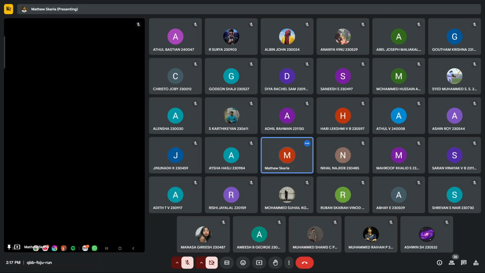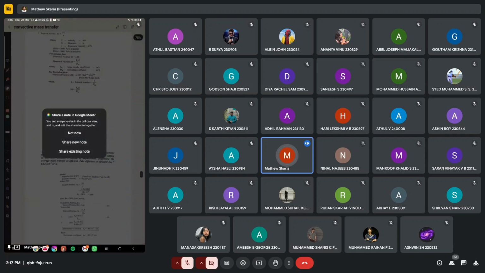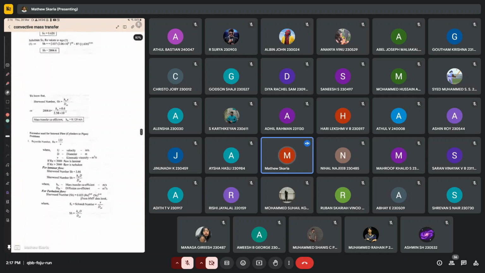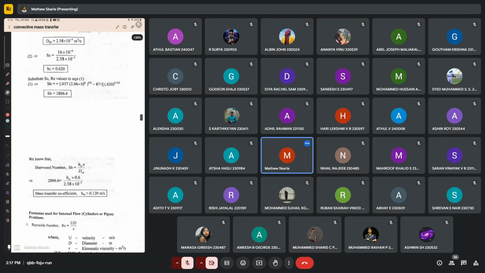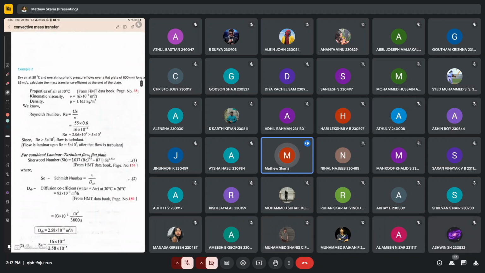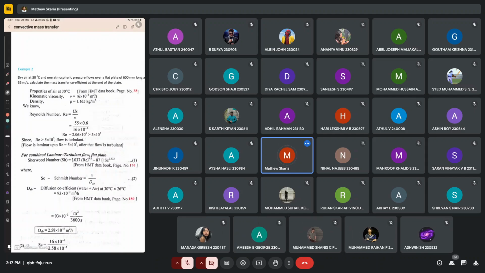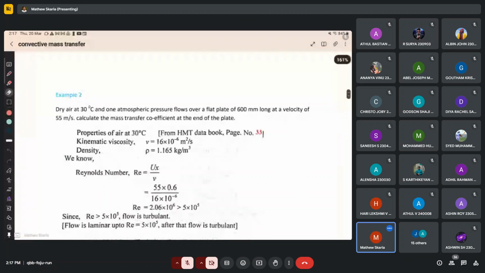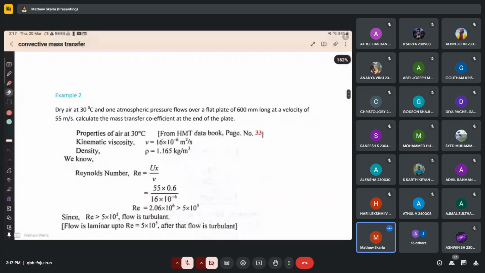The mass transfer. So it is from the convective mass transfer actually. So one of the questions was like this. Actually, I have changed the numerical value. So procedure-wise it's the same.